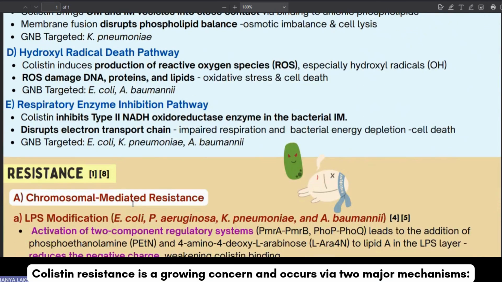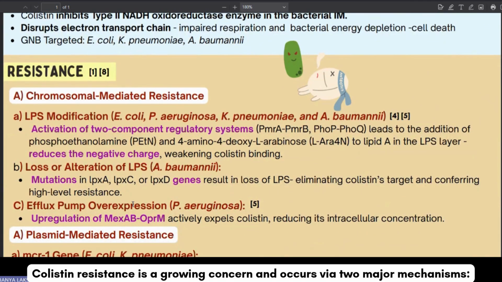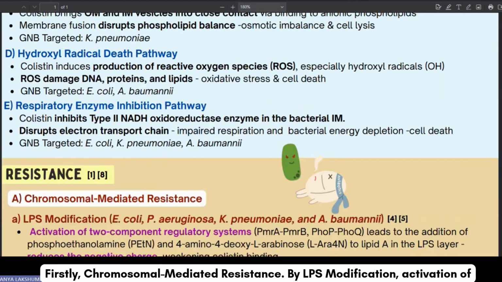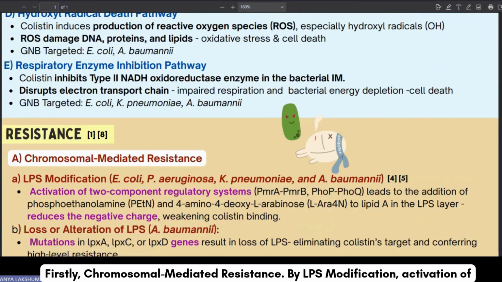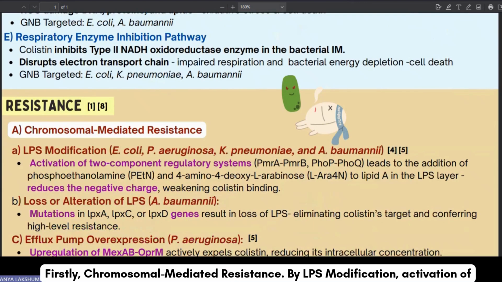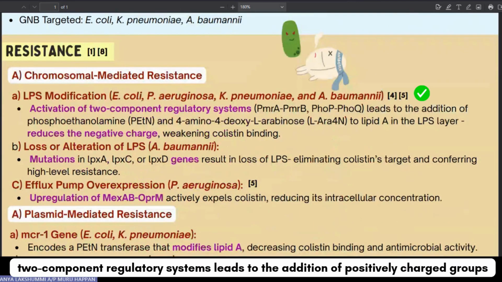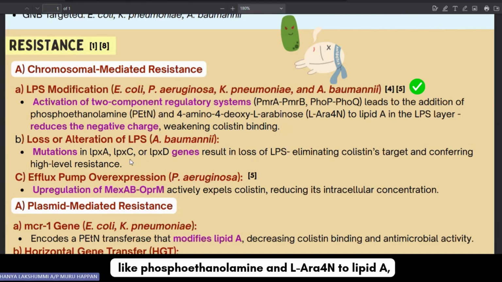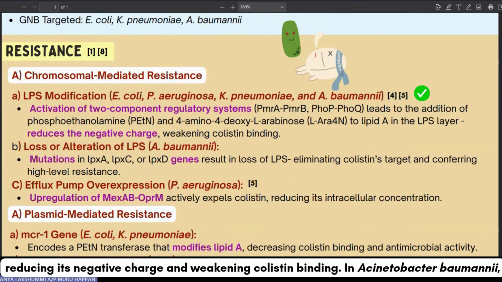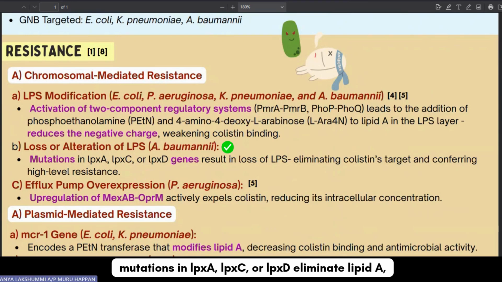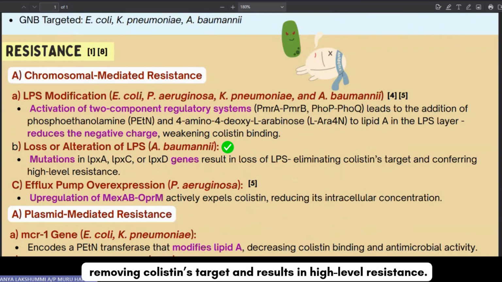Colistin resistance is a growing concern and occurs via two major mechanisms. Firstly, chromosomal mediated resistance. By lipid A modification, activation of two-component regulatory systems leads to the addition of positively charged groups like phosphoethanolamine and L-Ara4N to lipid A, reducing its negative charge and weakening colistin binding. In Acinetobacter baumannii, mutation in lpxA, lpxC, or lpxD eliminates lipid A, removing the colistin target and results in high-level resistance.